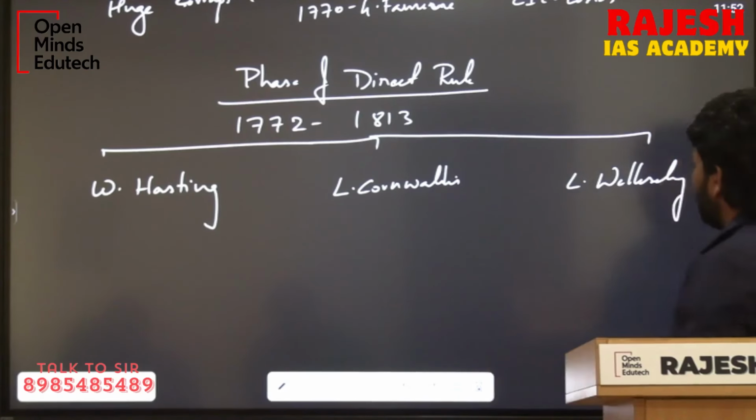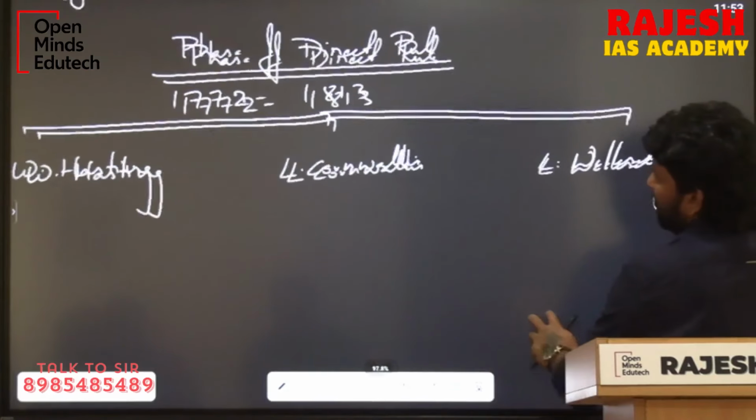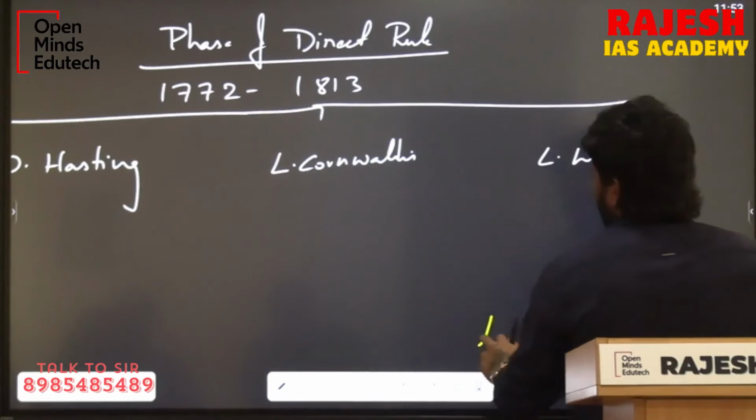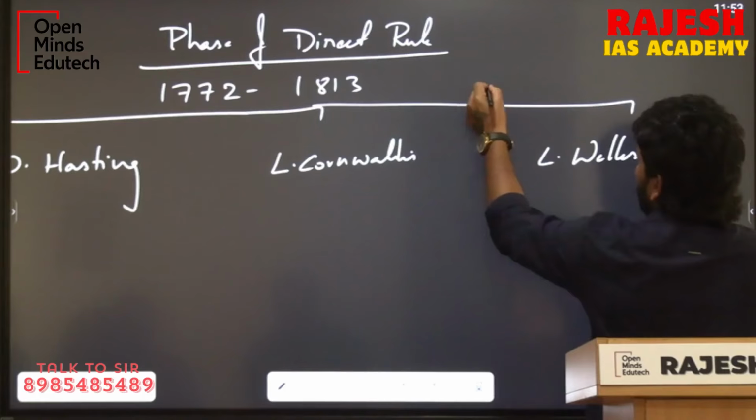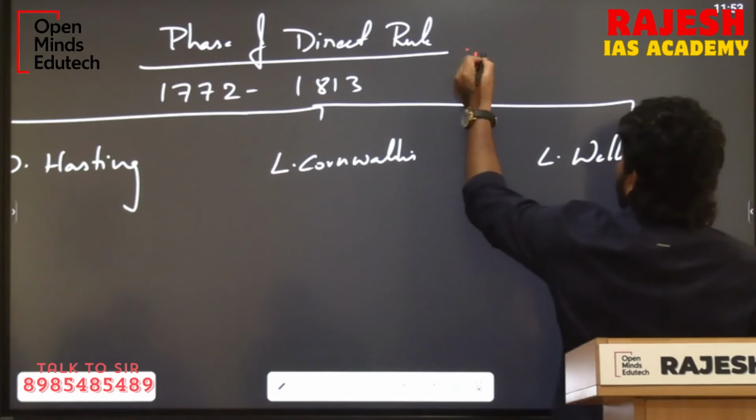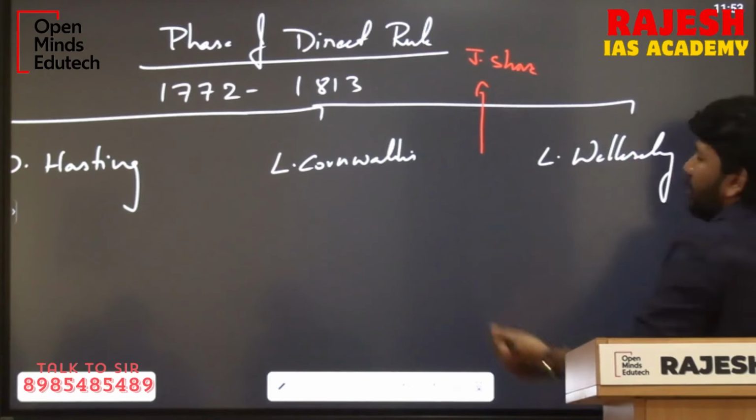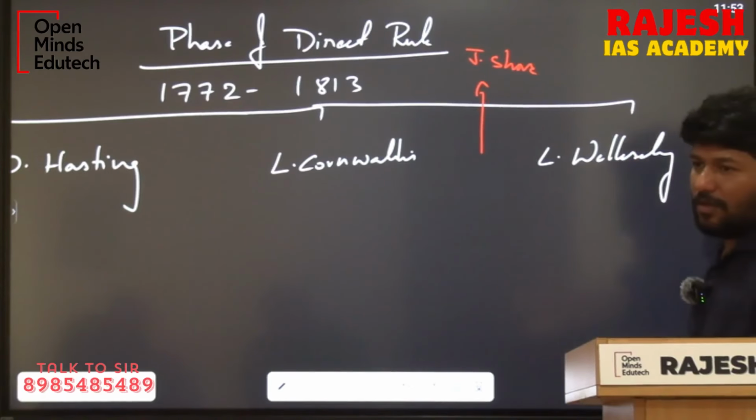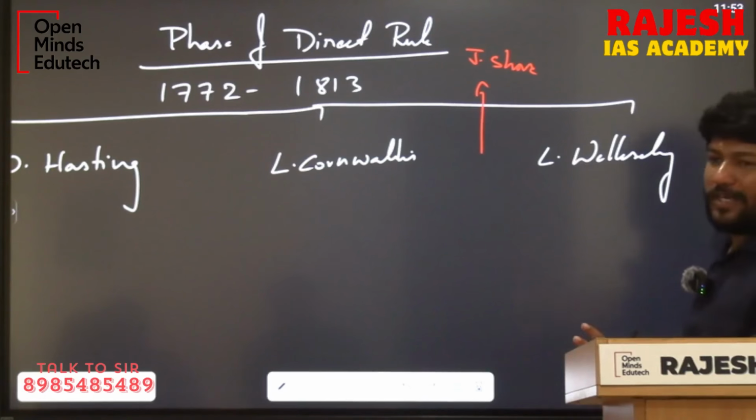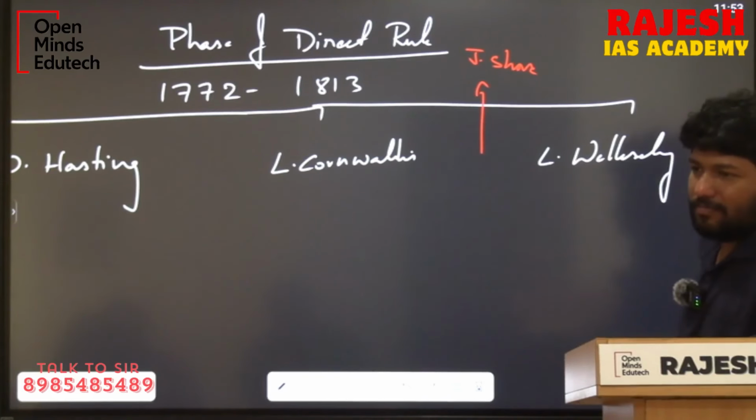See, two members are there, I think three members. They are not important. I will write another name. See, here John Shore. Who is here? John Shore. In between a few years. John Shore. He has not done much reforms. Only who did? These three people. John Shore, he is called father of non-intervention.